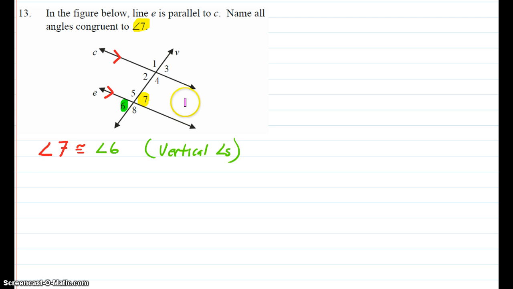Now let's take a look at angle 7 and angle 3. So angle 7 is congruent to angle 3. So what type of angles are 3 and 7? They're corresponding angles. And if the lines are parallel, corresponding angles are congruent. So angle 7 and angle 3 are congruent.